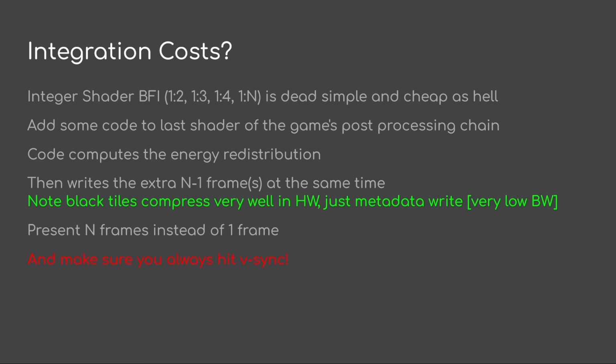One thing to note is GPUs like the ones from AMD that support DCC on scanout will get very good compression on the black tiles. So for instance, the later frames that are almost all black, it's just going to be writing metadata. It's going to be very low bandwidth. So even though there's potentially higher memory, the actual cost of writing that memory is relatively low. And then you just present n frames instead of 1 frame at the end. Just present them right away. The other key thing here is to make sure you always hit VSync, because the method depends on hitting VSync to work well.